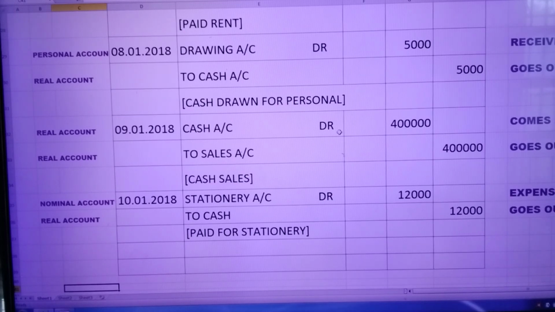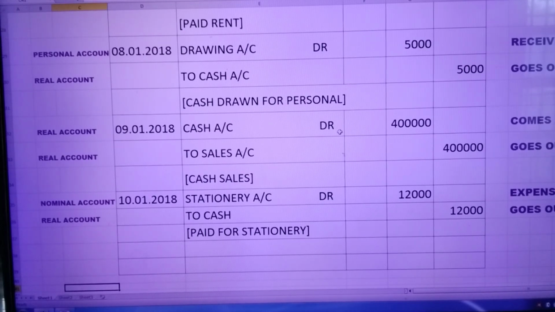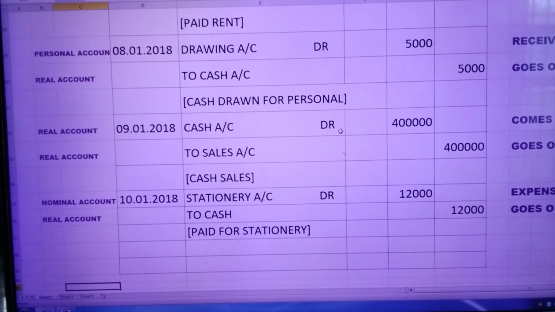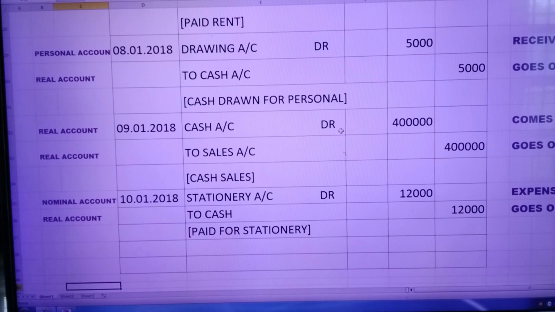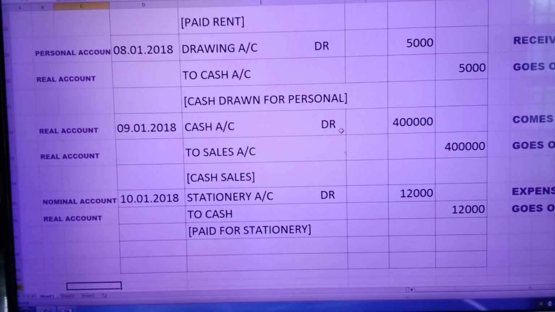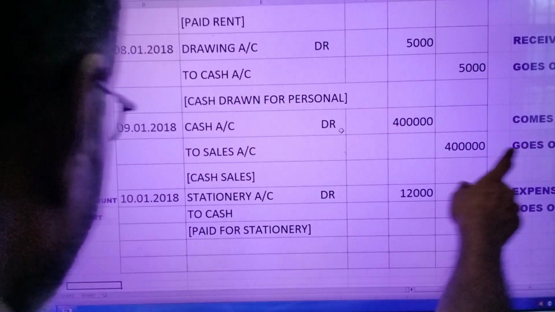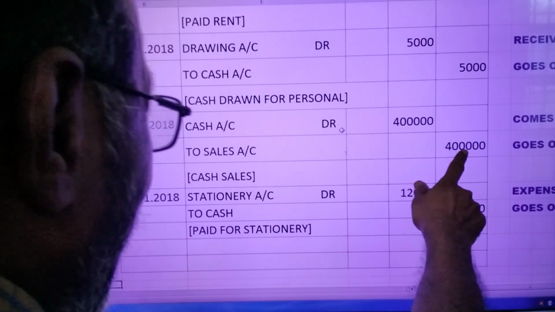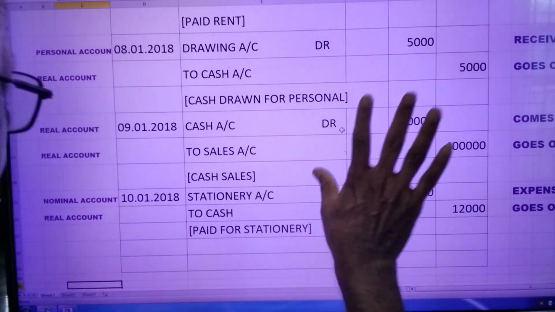Another aspect, sales. Sales also comes in real account only. What happens is goods are going out. They are going to the ultimate customer. It's a revenue. Goods going out means you have to credit. That's why the sales account is credited. What is the golden rule of real account telling? Credit the item that goes out. Goes out, real account is there, credited, to confirmation is given. One is 2, another one is 4. Narration is also written. That's all.